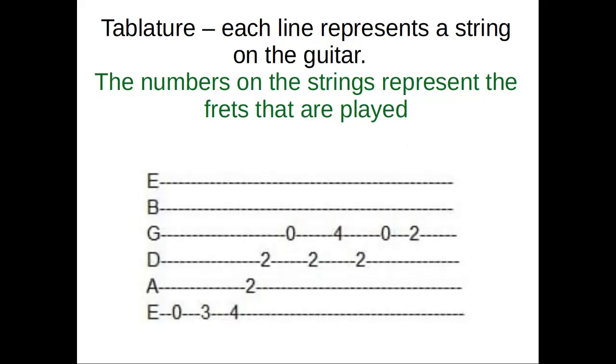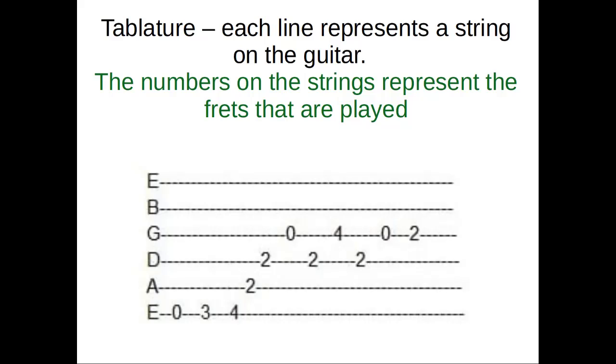If you look at the diagram below, we'll see from the bottom we have E, A, D, G, B, E. Now the low string in tablature is written at the bottom, and the high string is written at the top. That corresponds to the musical notation, where the low notes are also written at the bottom and the high notes are written at the top.